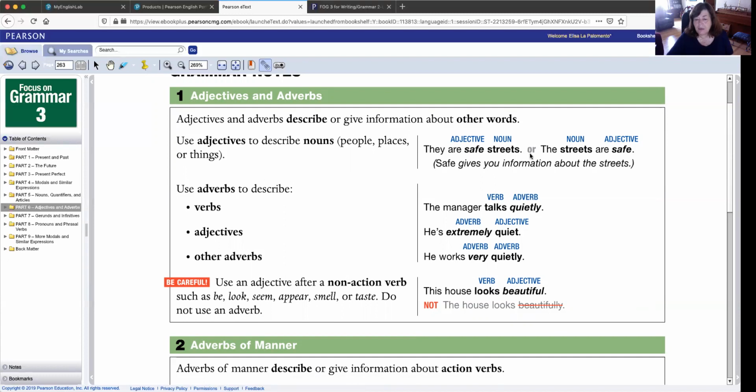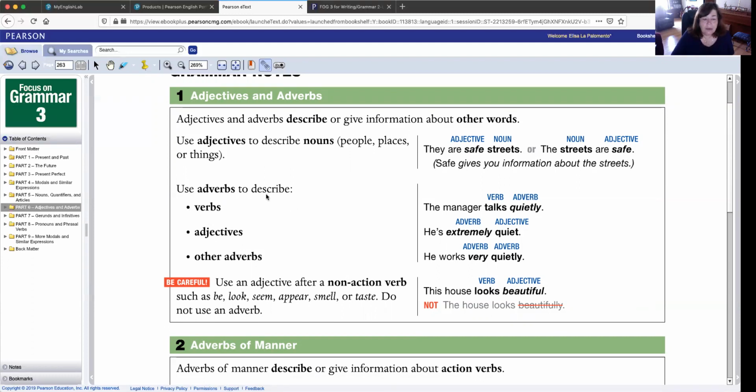And in the second one, we said the streets. We talked about the noun first that is being described, followed by the to-be verb. The streets are safe. So in this case, followed by a to-be verb, the adjective will go on the end, okay? And the word safe is giving you information about the streets. It's describing the streets. What kind of streets are they? Adjectives, right? Describing nouns, which are people, places, or things.